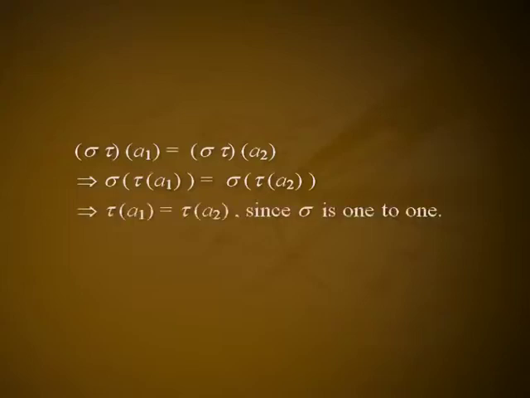Let us show that sigma tau is a permutation. That is to show that sigma tau is both one-to-one and onto. Sigma tau of a1 is equal to sigma tau of a2, which implies sigma of tau of a1 is equal to sigma of tau of a2, which implies tau of a1 is equal to tau of a2 since sigma is one-to-one, which implies a1 is equal to a2 since tau is one-to-one. Hence, sigma tau is one-to-one.